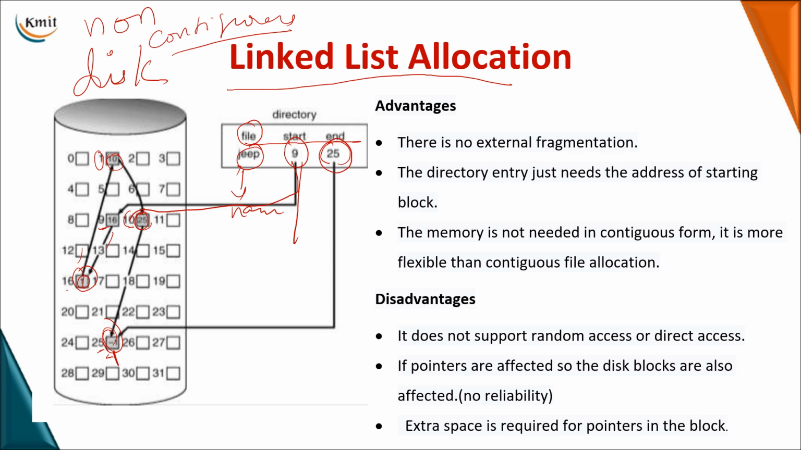The advantage of this linked list allocation is there is no external fragmentation, and when you want to store the directory structure, you need to just store the starting address of the block, and the memory here need not be contiguous. It can be at any location. That's the reason we will not have any external fragmentation. And here it will not support random access or direct access. Why? Because one after the other, depending on the pointer, you have to traverse through all the blocks in order to get the data of the file. And since you are dealing with pointers, if there is a problem with any one of the pointers here, you will not be able to move on to the next block to get the data. And for storing these pointers, you require extra space in the memory. So these are some advantages and disadvantages related to linked list allocation.